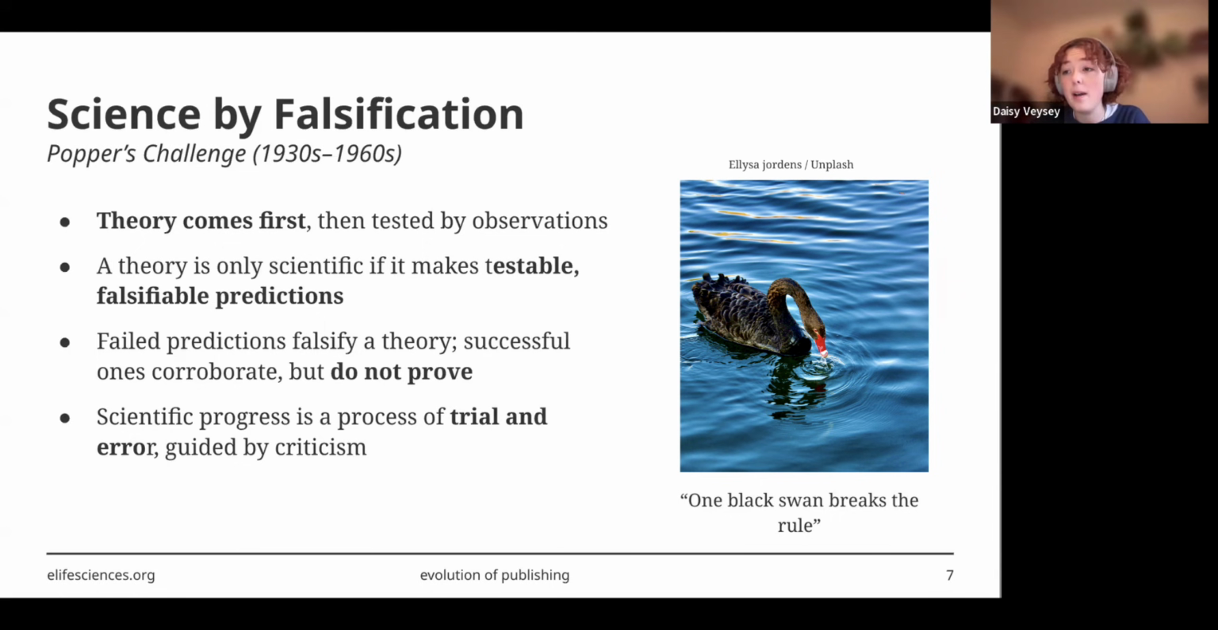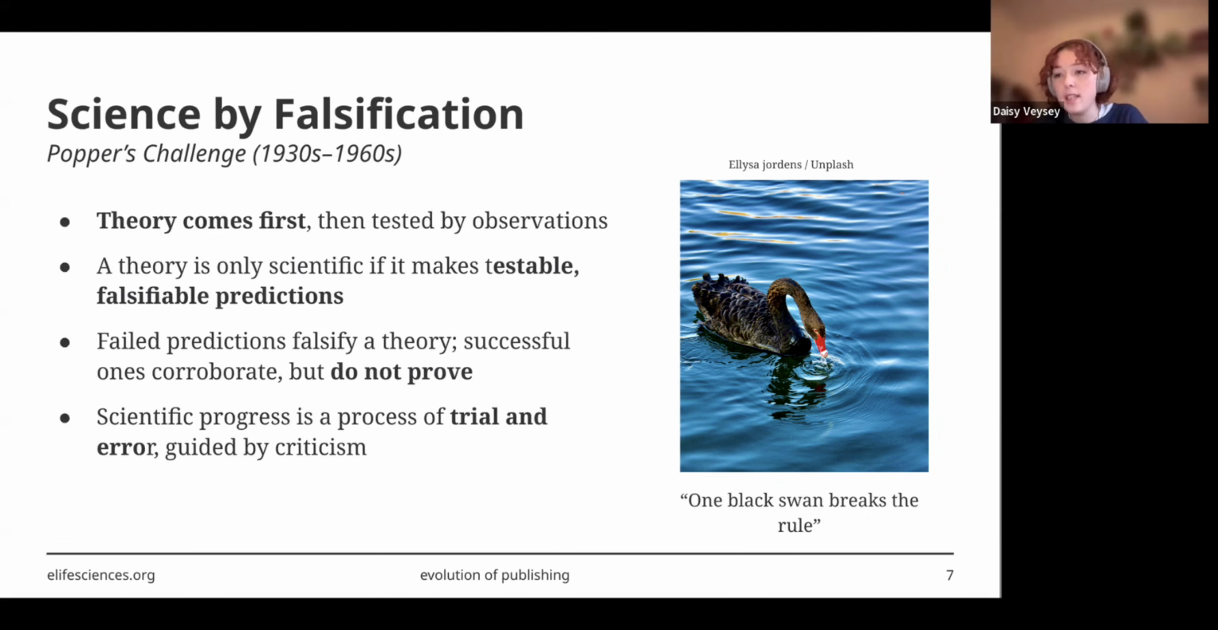A philosopher called Karl Popper introduced the idea of falsification around the mid-1900s. He suggested that theory should come first rather than observation, and you should test them against your observations. You make a hypothesis, and then you seek to falsify it, not verify it. Here, to be scientific, a theory has to make predictions that could, in principle, be proven wrong. The idea is to falsify, not verify.